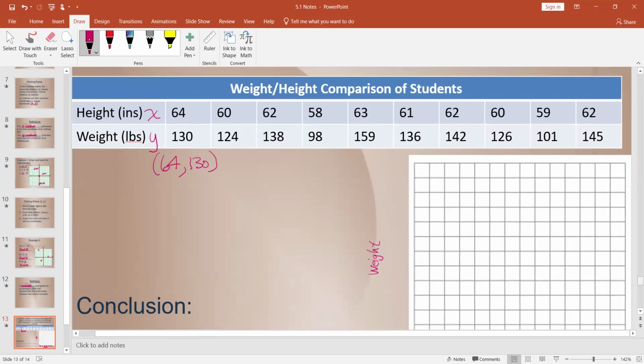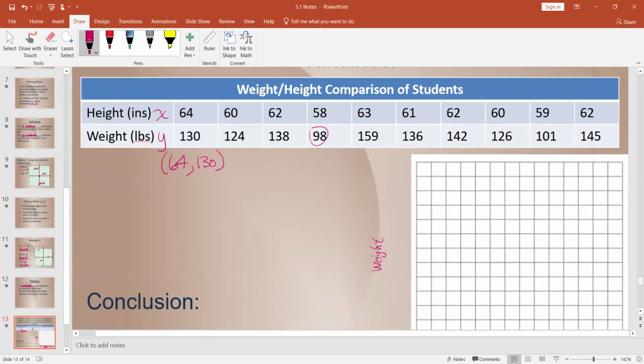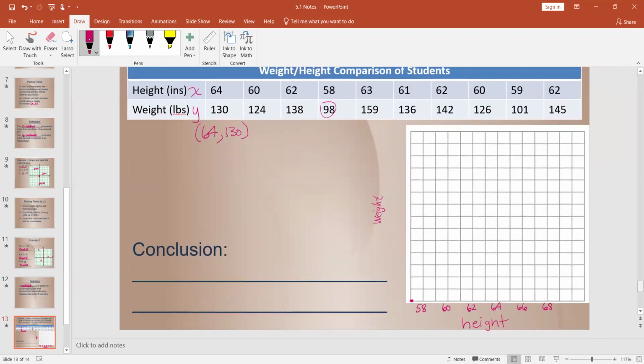Okay, so weight, looks like my lowest is 98, and my highest is 145. So we need to go from 98 to 145. I'm just going to start with 80. So I'll start at 80 pounds.